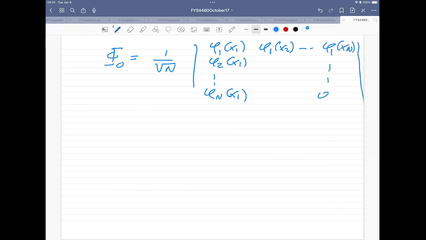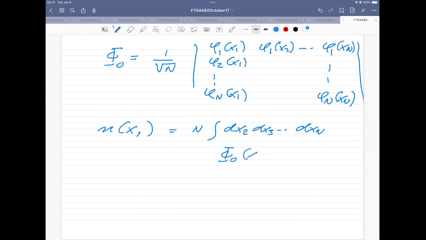And this goes all the way down to n of x_n. So when I then calculate, and this is pretty straightforward to see, this n of x here, which could be n of x_1, this is now given, as we have defined, as the number of particles multiplied with the integrals over dx_2, dx_3 up to dx_N. And then what we would have would be this phi_0 of x_1, x_2 up to x_N squared.